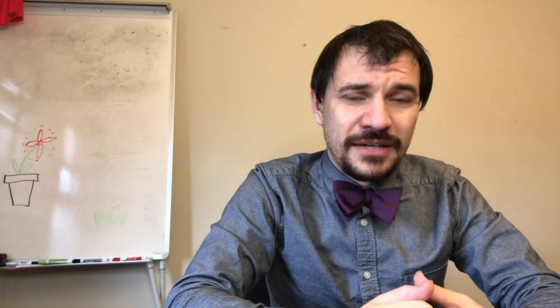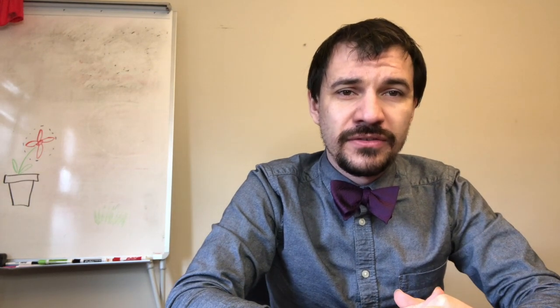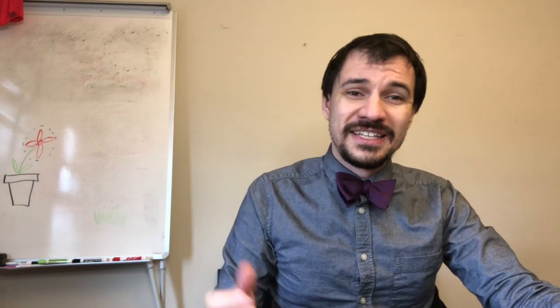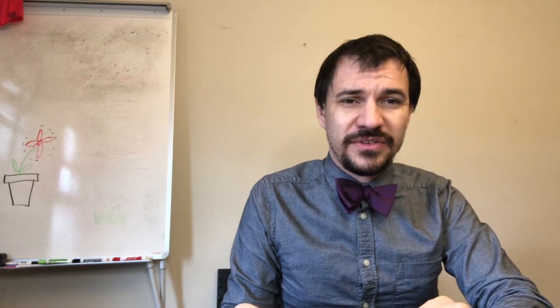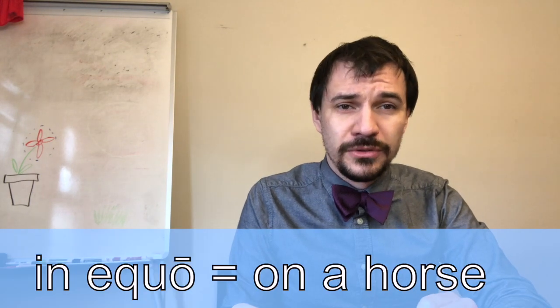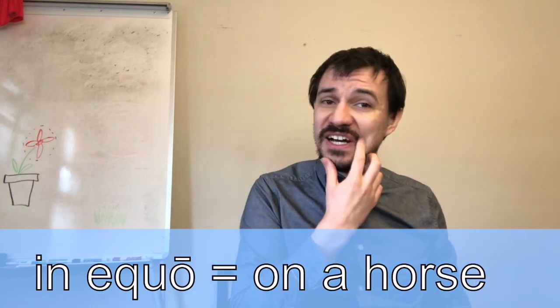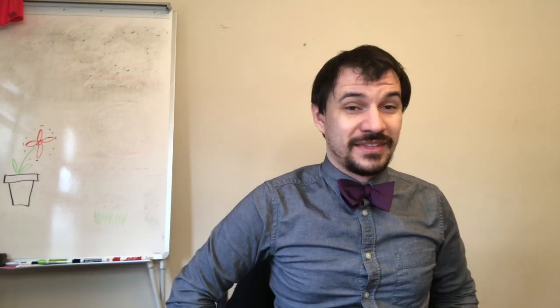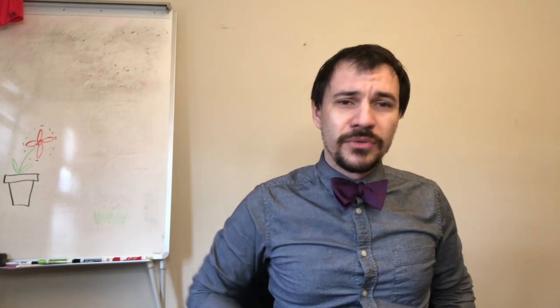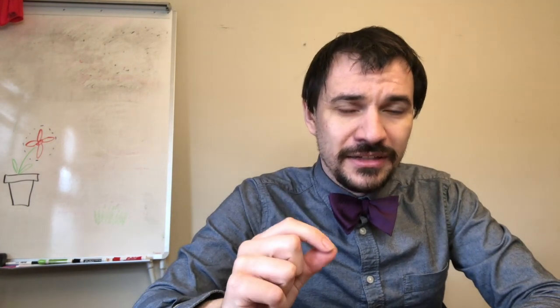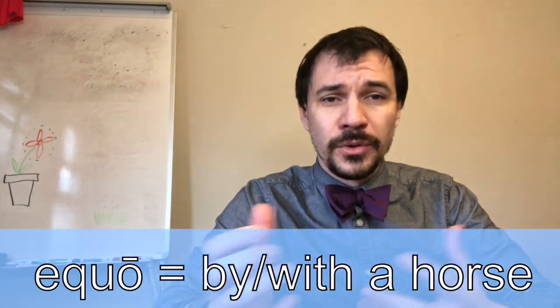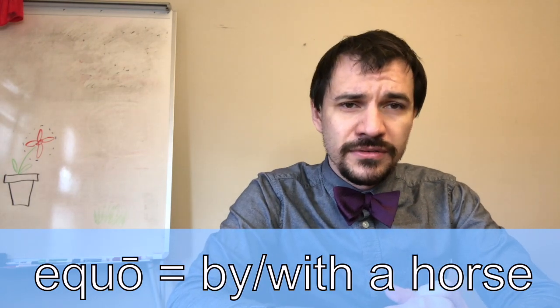Today, I want to talk about the ablative of means or instrument. So we've already seen that the ablative can be the object of prepositions. Something like in equo can mean on the horse, like sto in equo, I stand on a horse. An impressive feat. But what about that translation we learned at the beginning, where equo means by or with the horse? When do we use that?